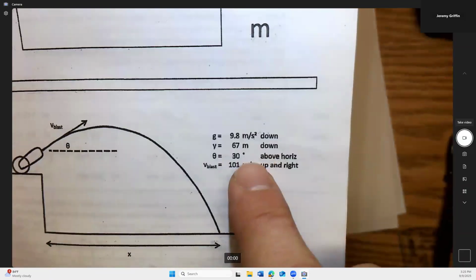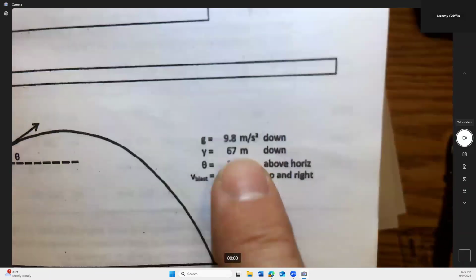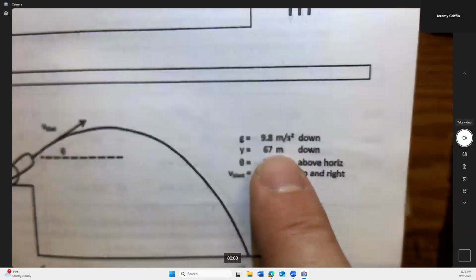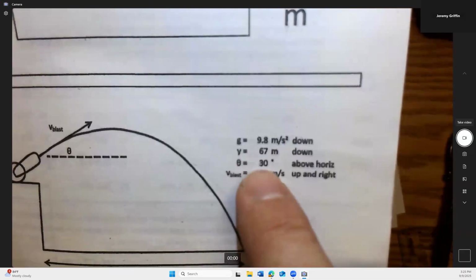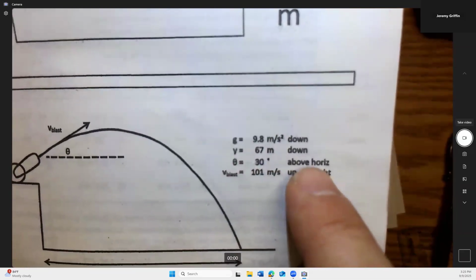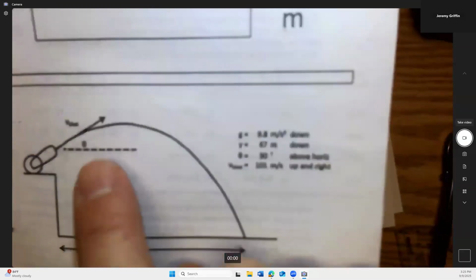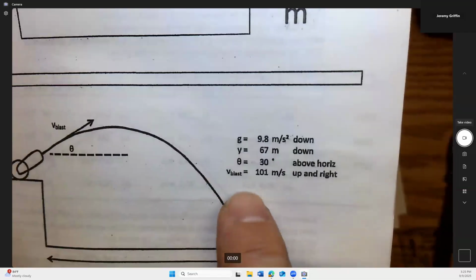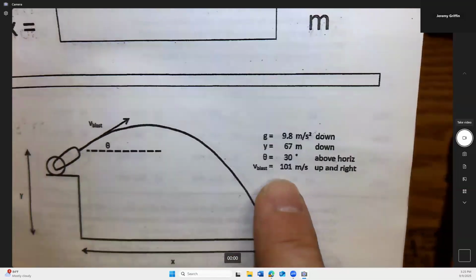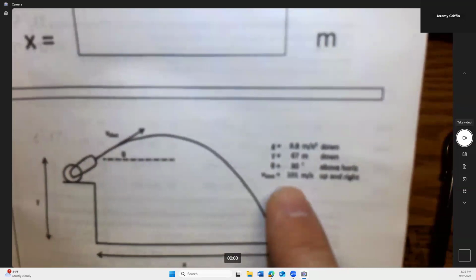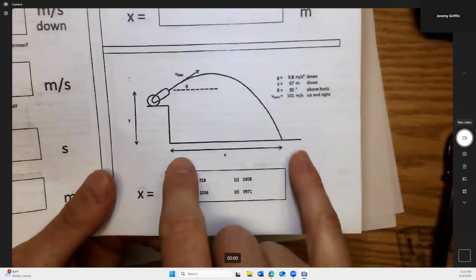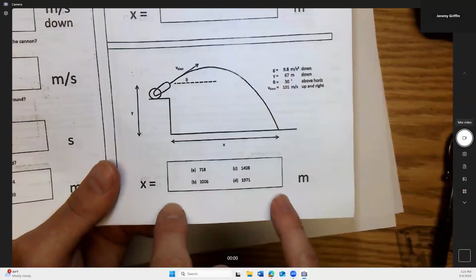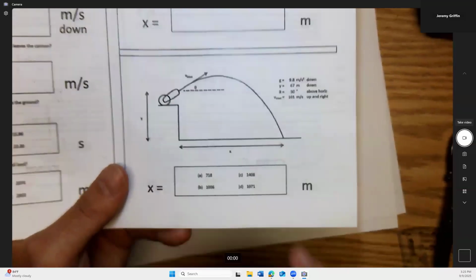Okay. I have the height of my cliff. I got a 67 meter tall cliff, and I have an incline angle of 30 degrees from the horizontal. So that's that angle theta right there. And my cannon blast speed is 101 meters per second. Okay. Now with all of that, there is some distance out here. Like how far out does the cannonball go in meters? You guys get that?